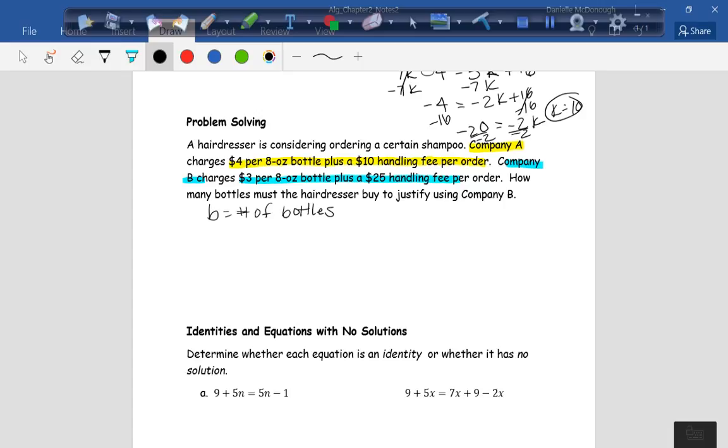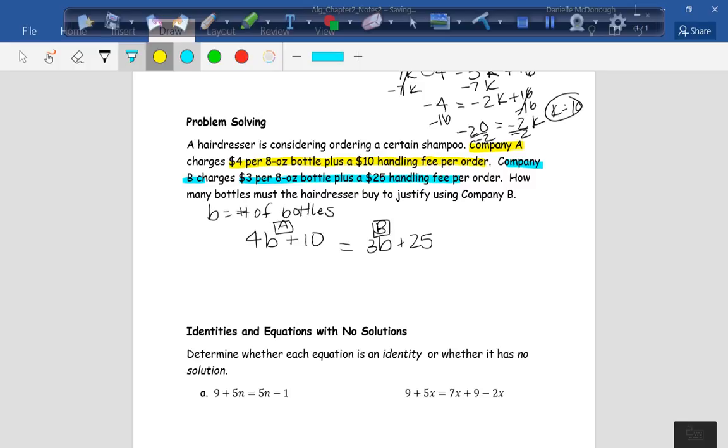So what I'm going to do is take Company A, and I'm going to take 4b plus this $10 handling fee. So this is for Company A. And then for Company B, it's $3 per bottle plus a $25 handling fee. And I want to know when are those going to be equal, because this is going to tell me when it's going to be cheaper to go with Company B.